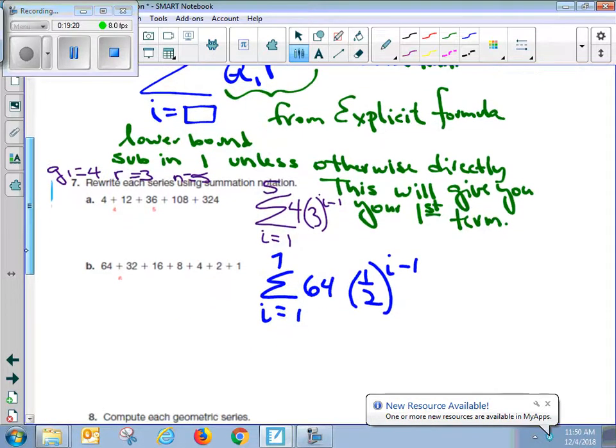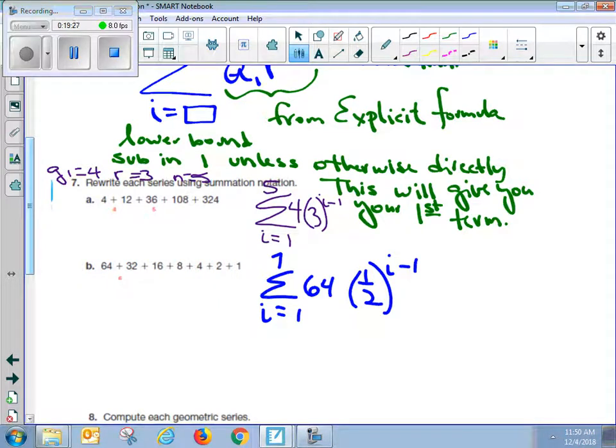So look at the next one that I filled in for you already. 1 is obvious. Number of terms you can count is 7. 64 is the first term. What do you do to 64 to get 32? Half it, and then there's my I minus 1 power. So that's just a matter of practicing. So start with 1, end with the n, explicit formula, summation notation. Just sounds like it's going to be harder than it is. Go ahead.